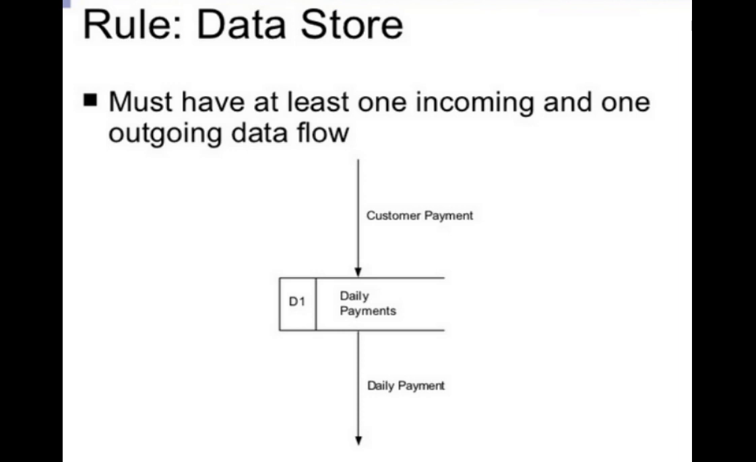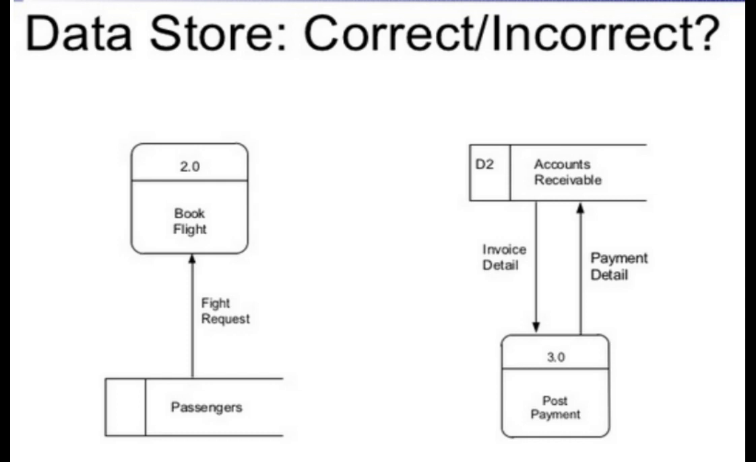So there should be a system to give input to the data store. There should be a system to utilize the data which is stored in the database. That is why it expects one incoming and one outgoing data flow line for the data store. So here you can easily understand which is correct and which is incorrect. The first one is incorrect, the second one is correct.